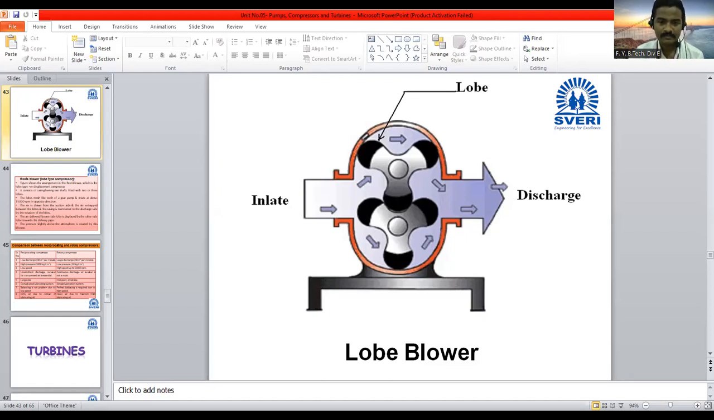Okay, so just shortly write down: a root blower consists of two rotors.